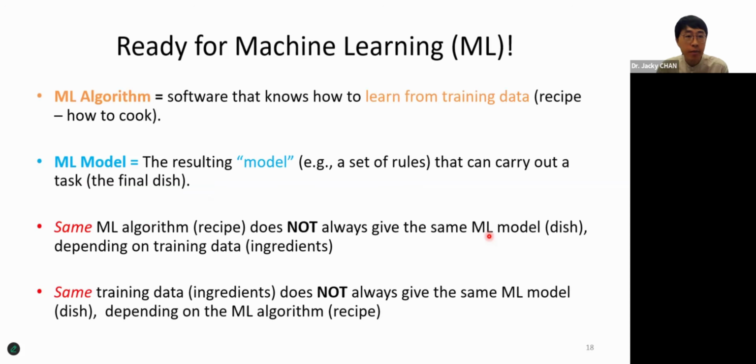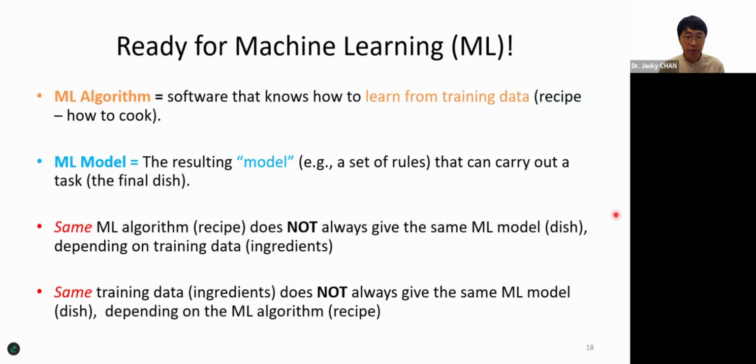Before we go further, there are some important terms. A machine learning algorithm refers to the software that knows how to learn from training data. So you can think of it as a recipe. It tells you how to cook, given the data. And after we know how to cook, we cook it, and the final result we call the machine learning model. This is the final dish. The recipe is the algorithm, and the dish is the resulting model.